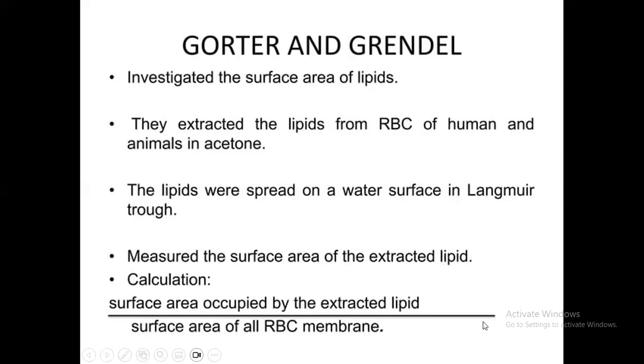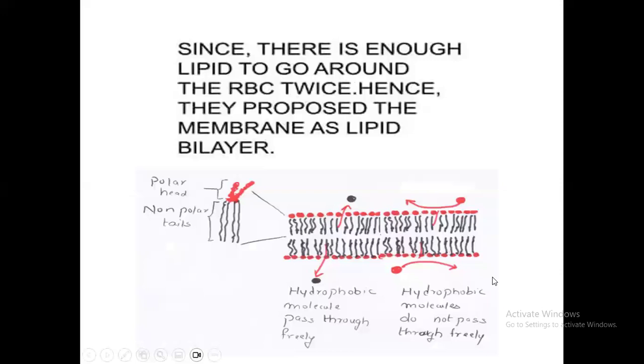Now, based on their findings, what they actually obtained was that the amount of lipids that were extracted were so much that they can wrap around or cover the RBC membrane surfaces at least twice. So based on these findings, it was proposed that lipids are present not forming a single layer, but they are actually present in the form of a bilayer on the surface of the membranes.